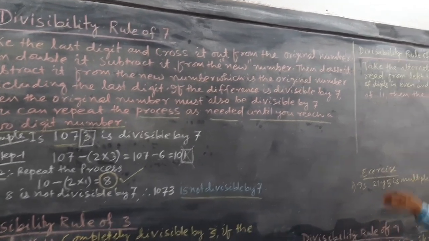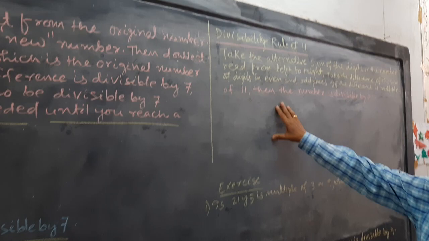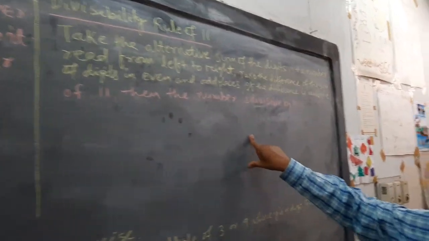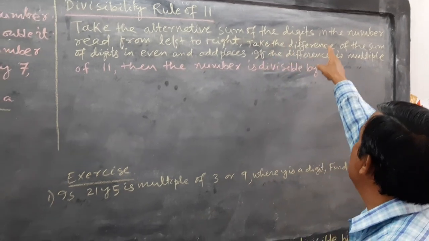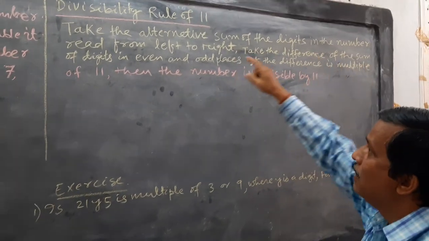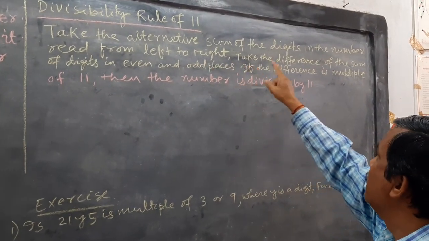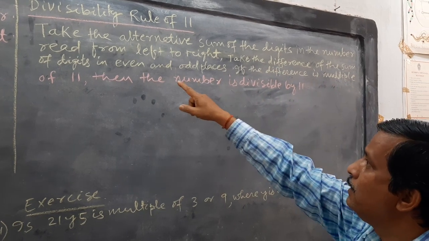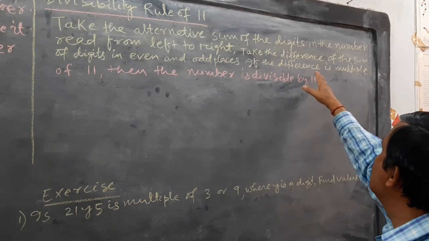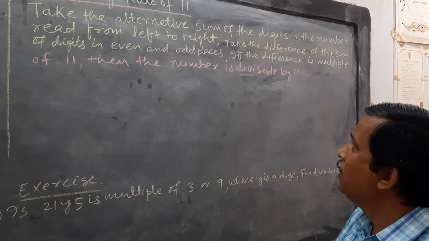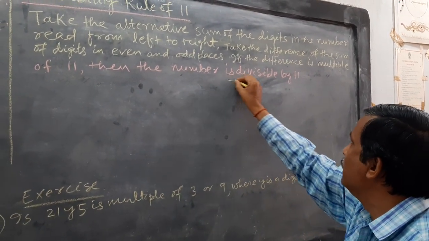Next is the divisibility rule of 11. For the divisibility rule of 11, take the alternating sum of the digits in the number, read from left to right, take the difference of the sum of digits in even and odd places, and if the difference is a multiple of 11, then the number is divisible by 11.